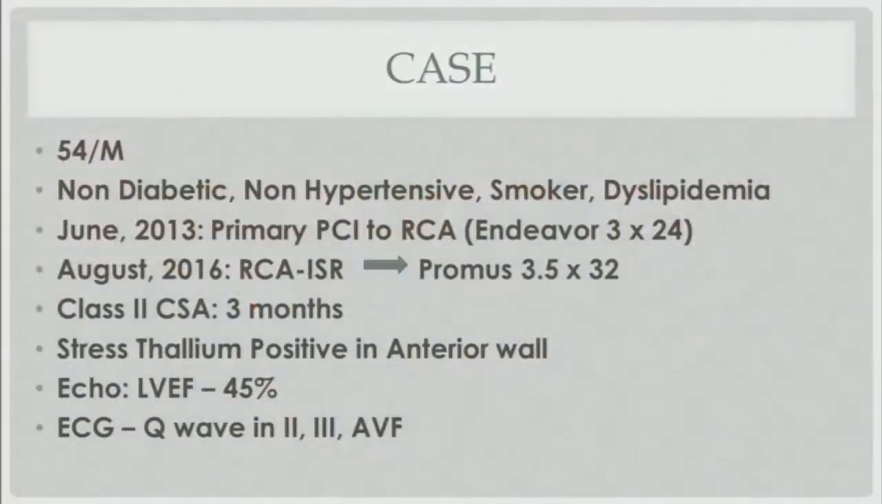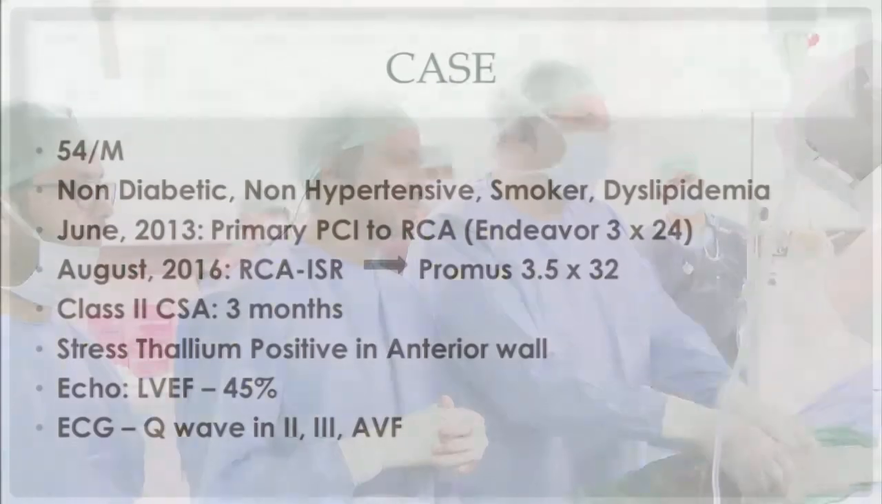So this is a 54-year-old gentleman, non-diabetic, non-hypertensive, smoker. He's had a primary PCI to RCA in 2013 and was treated for in-stent stenosis again in 2016. Now he's come with class 2 angina. Thallium was positive in the anterior wall. He has an EF of 45%. He has an ECG suggestive of an inferior wall MI. And this is the angiogram which we are showing you now.